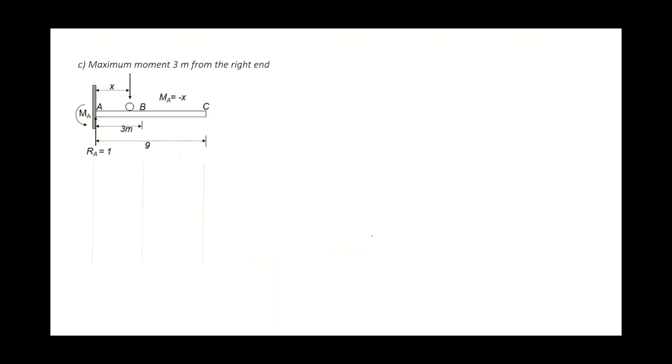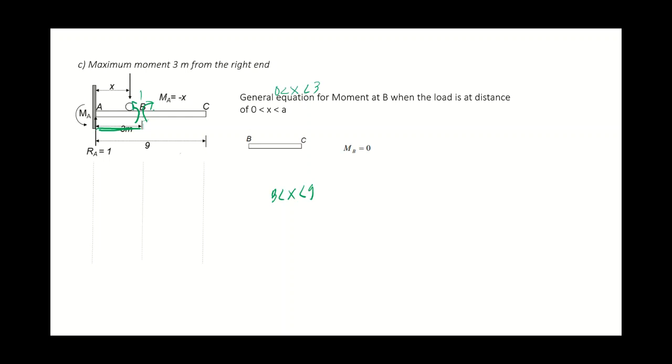Next, kapag moment naman, tulad nung sabi ko, we will use the same method dun sa single supported beam. So, kakat natin. And then, we have a limit 0 to 3 tapos 3 to 9. So, sa 0 to 3 or itong portion na to, right side ang gagamitin, which is this one. So, ang MB mo is 0. Or moment B is 0. Sa 3 to 9 naman is left side. So, ito. Ito naman yung MB.